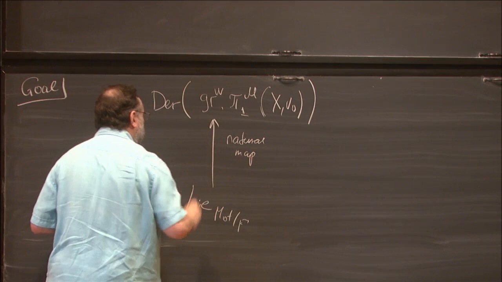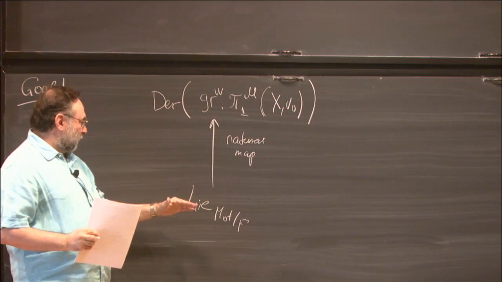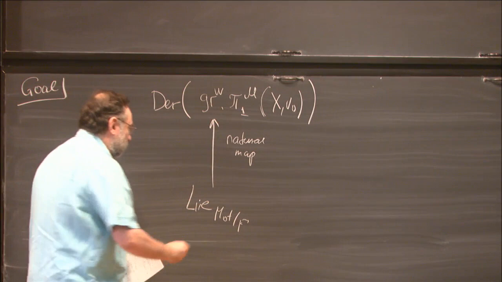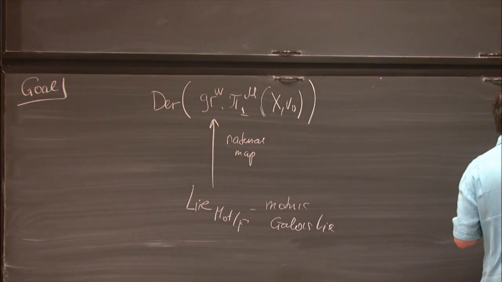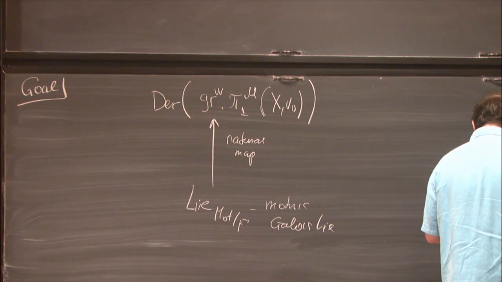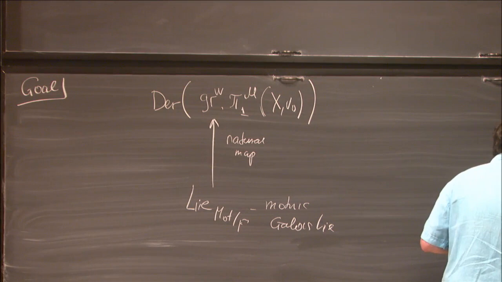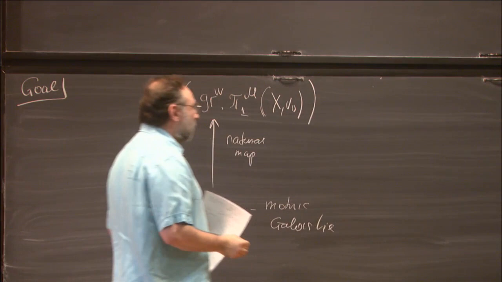So it describes this mixed motive, but it describes it by a representation of some motivic Lie algebra. So this is the motivic Galois Lie algebra. Now, this is parallel to the known picture that if you take the étale realization of X, v_0, then to automorphisms of this, there's a natural map from the Galois group of F-bar over F. And so this is a motivic version of that.